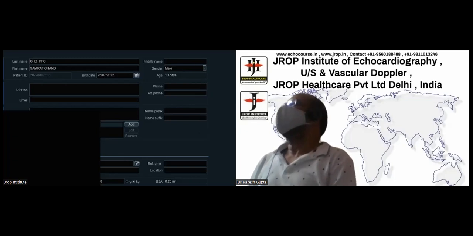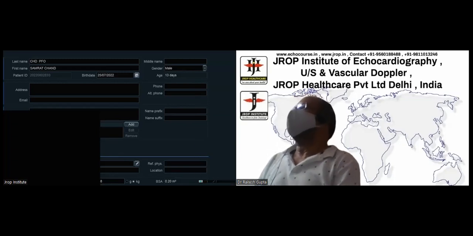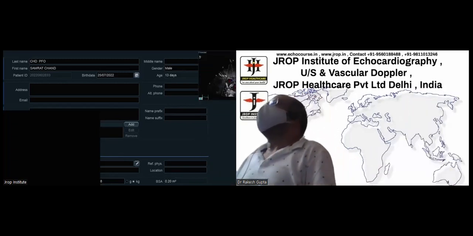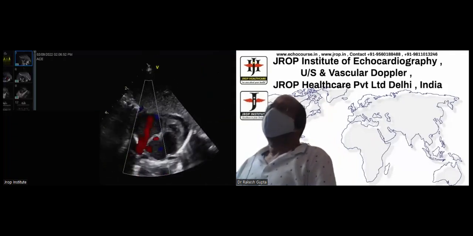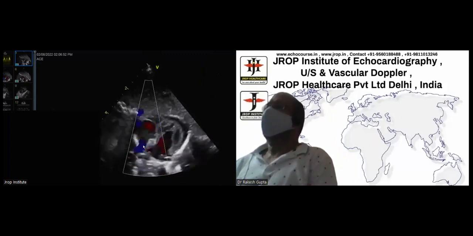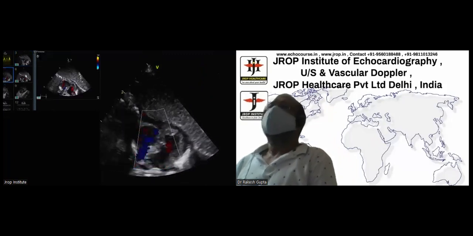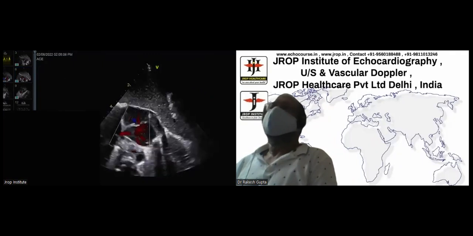This is PFO. You classify these patients as PFO when you have less than 4 millimeter size of a shunt across the interatrial septum. Can you see this very good SVC flow? Now there's some amount of flow which is seen over here.